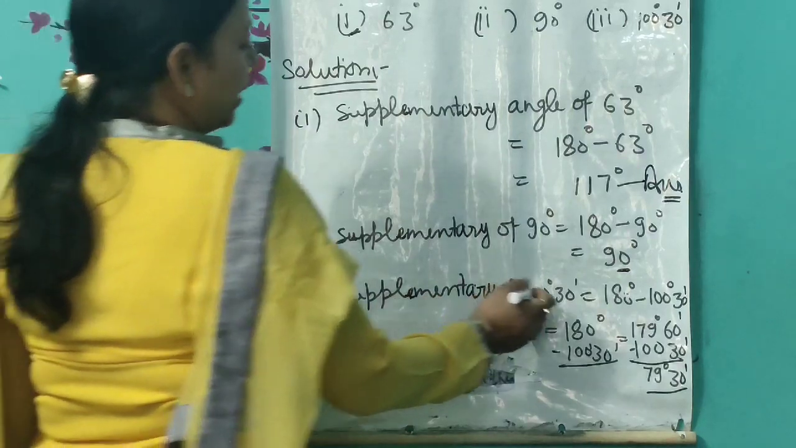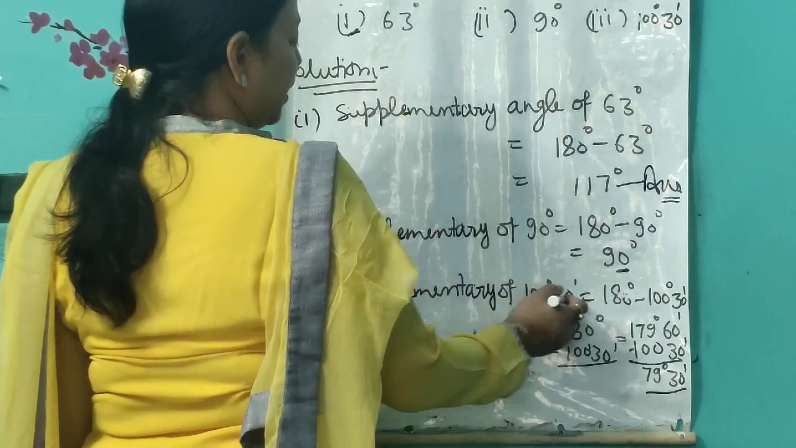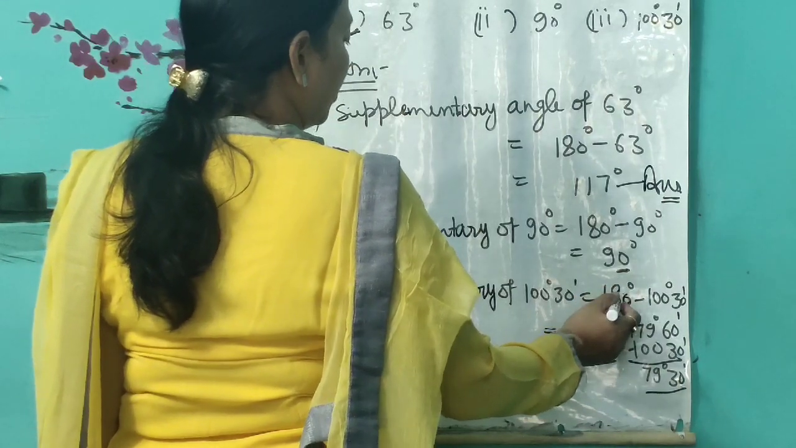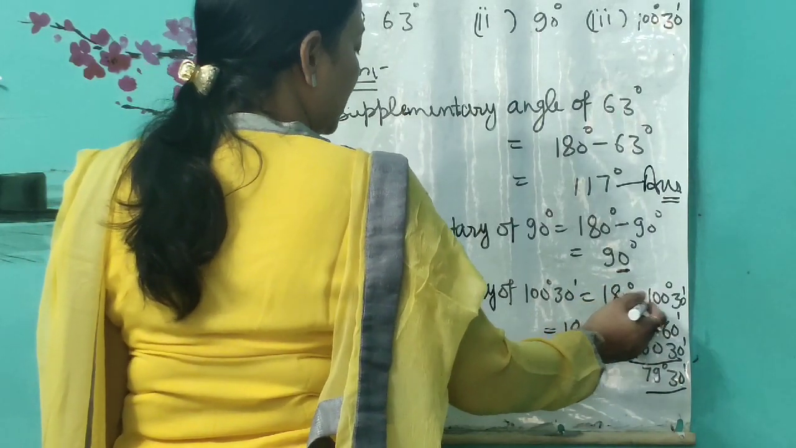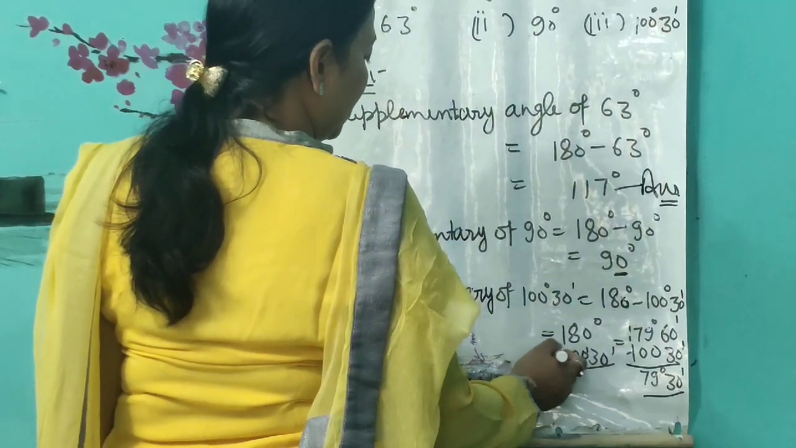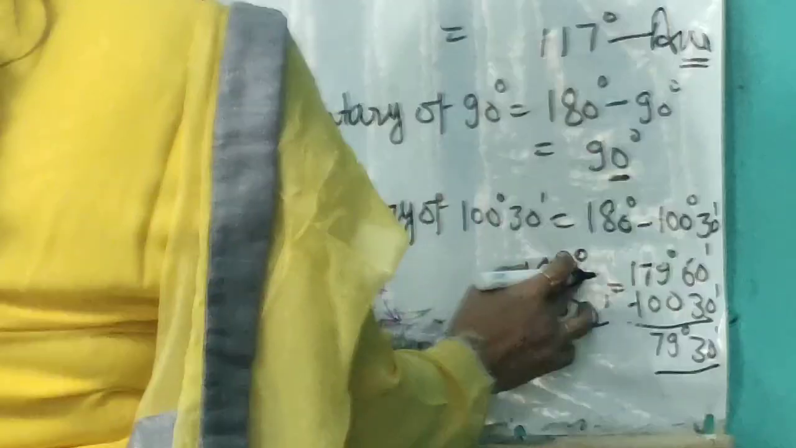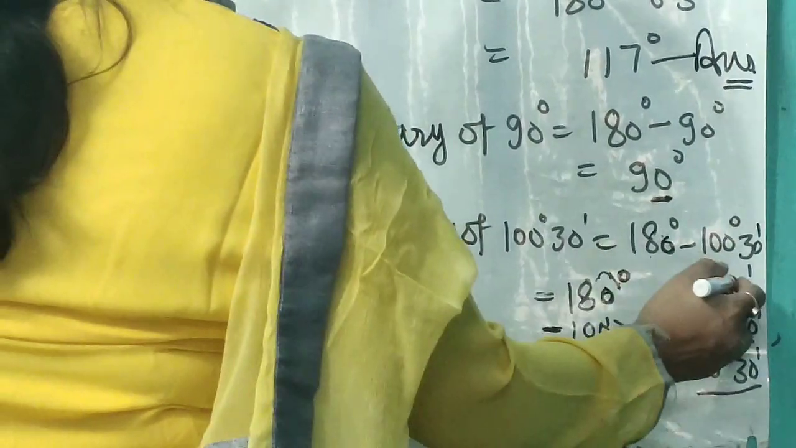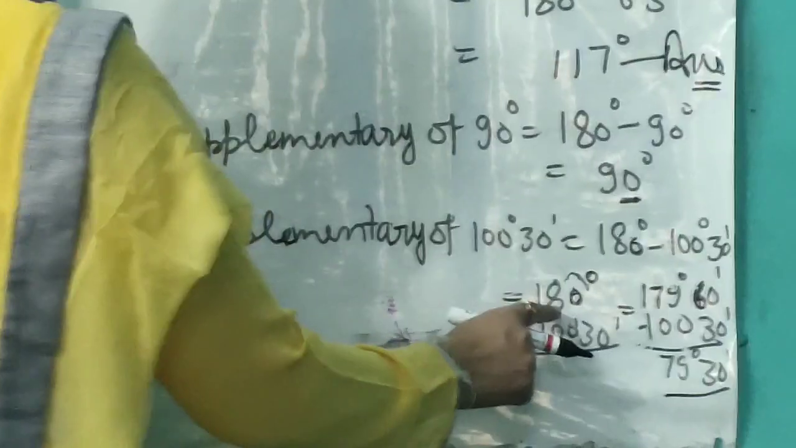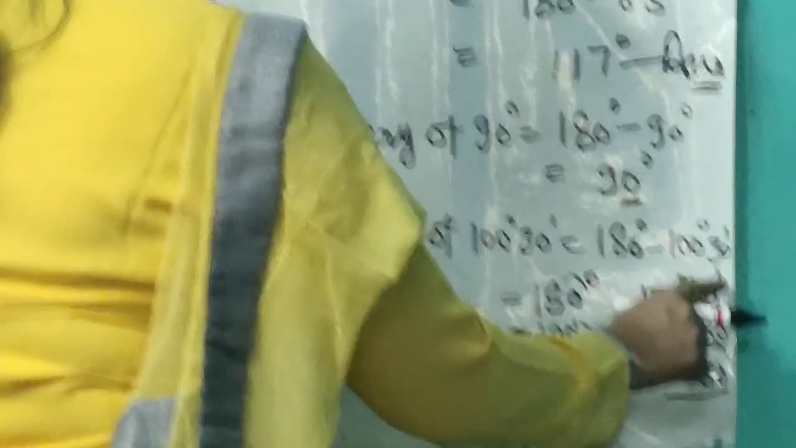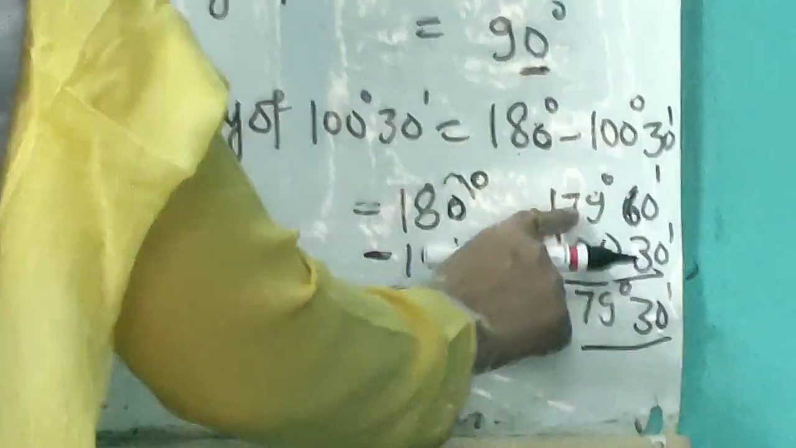Next is the supplementary of 100 degree 30 minutes. You will subtract it from 180 degree: 180 degree minus 100 degree 30 minutes. Again you can see here only degree value is there, no minute value. So you will borrow 1 degree and change it into minutes. So 180 degree, on giving 1 degree, will become 179 degree, and 1 degree can be written as 60 minutes. So 180 degree will become 179 degree 60 minutes. 60 minutes means 1 degree, and 1 degree added with 179 will be 180 degree.